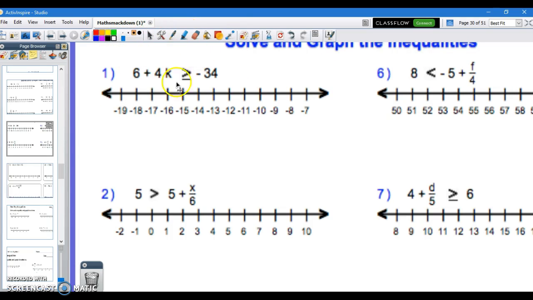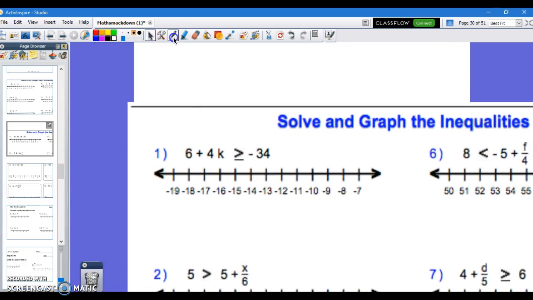inequality just like it's an equation. Let me rewrite it. I'm trying to figure out where I can put it neatly. Actually, let me move this up. Here we go, I'll put it up here. So I have 6 plus 4k greater than or equal to negative 34. Again, I apologize for my handwriting. It's not very easy to write with a mouse. And you know me, I don't have time to redo stuff, so let's keep it rolling.